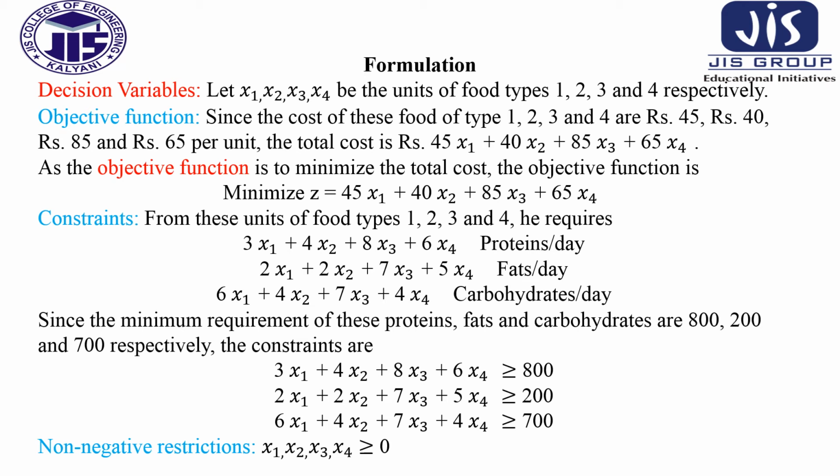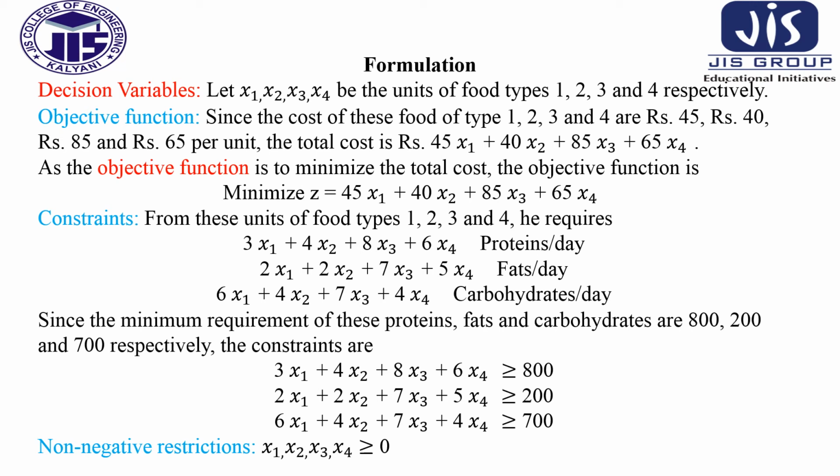Now what is the fat requirement per day of that person? From the fat column we can easily derive it: 2x1 plus 2x2 plus 7x3 plus 5x4. This is the total fat requirement of that person per day. The minimum requirement of fat per day is 200. So this fat requirement may be equal to 200 or greater than 200, but it cannot be less than 200.